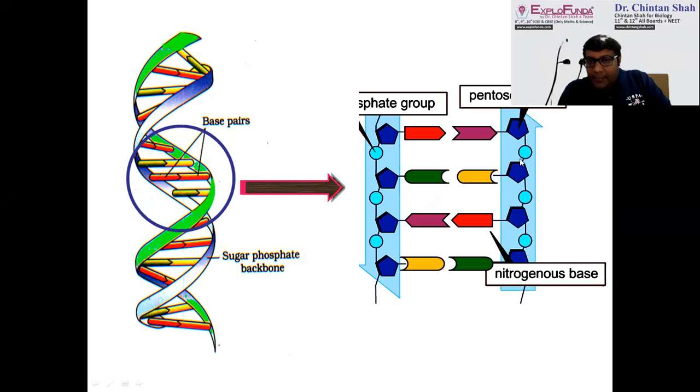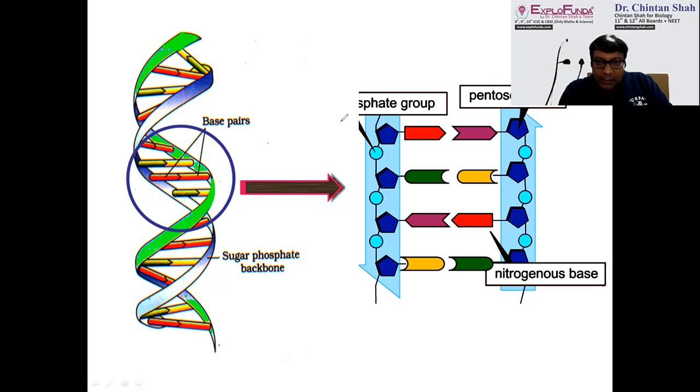So you can see, 5 prime to 3 prime. Can you see now? This is 5, this is 3, this is 5, this is 3. And here it is 3 to 5. Here it is 3 prime to 5 prime, and here it is 5 prime to 3 prime. So that's how the strands are anti-parallel to each other.